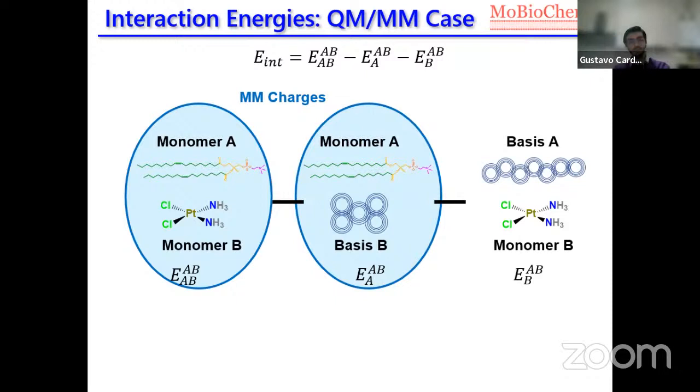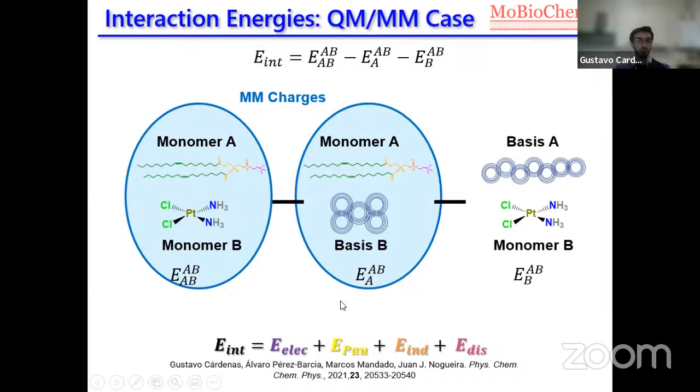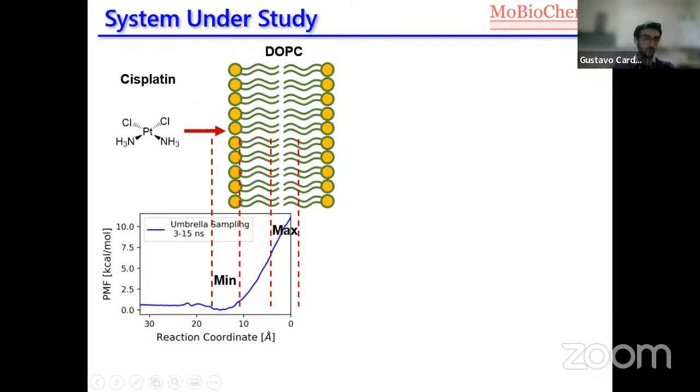So what we do at this point is to perform this interaction energy analysis. Okay, so let's go back to our system under study. I'm going to talk a little bit about what exactly we did and how we did it. So we already have the two regions of interest, the minimum and the maximum. Notice that this is an umbrella sampling profile. This means that it is in reality subdivided into different windows. In particular, the minimum here corresponds to one of the windows of the umbrella sampling, and the maximum corresponds to another one of the windows.